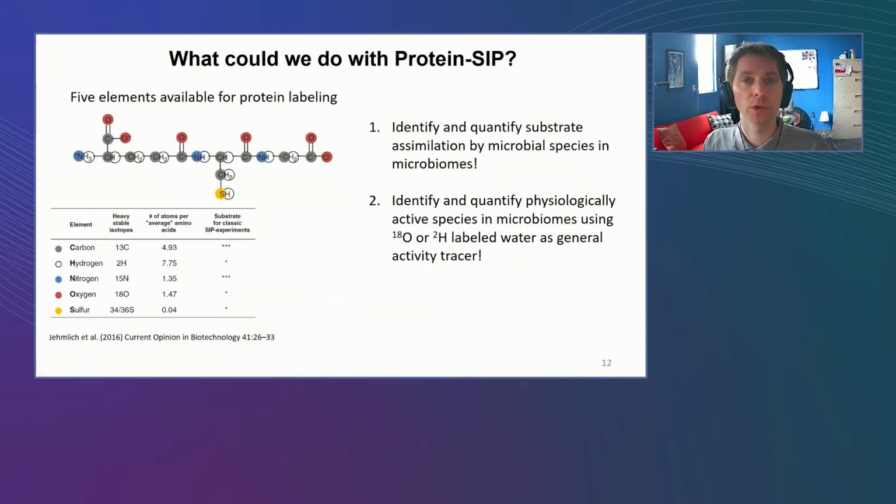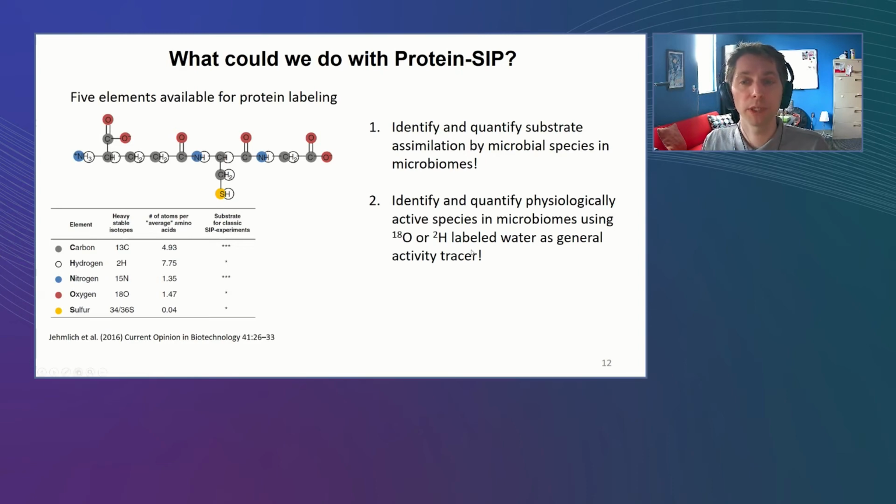And so what can we ultimately do with this, right? So when we look at proteins, there's actually 5 different elements that usually occur in proteins, right? We have carbon, hydrogen, nitrogen, oxygen, and sulfur, and for all of which we have a heavy isotope form. So all of them in theory can be labeled in a substrate somehow. And so what we can do, of course, is identify and quantify substrate assimilation by microbial species in microbiomes. So we can make the connection between substrates and the microbial species using them. And in addition, we can also use protein SIP to identify and quantify activity of species in microbial communities.